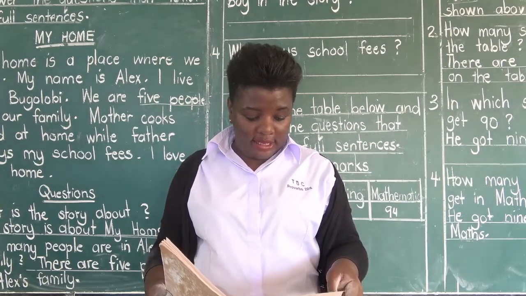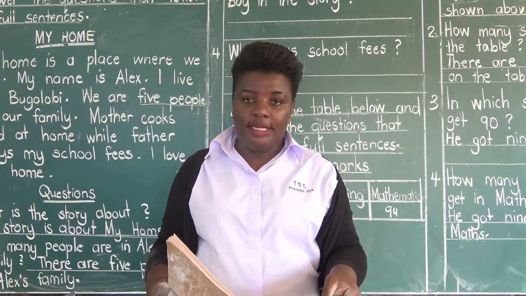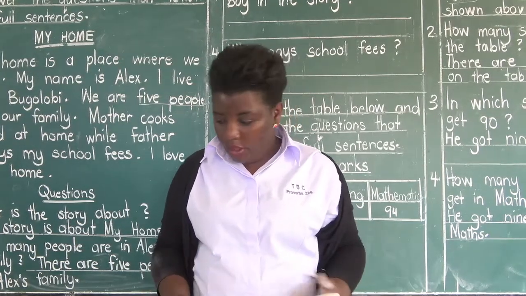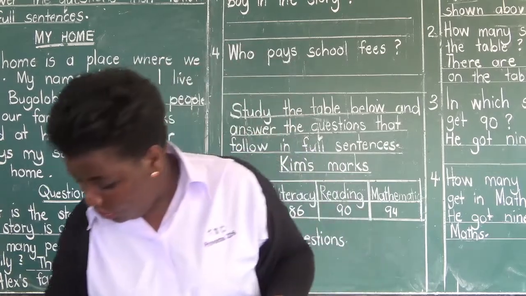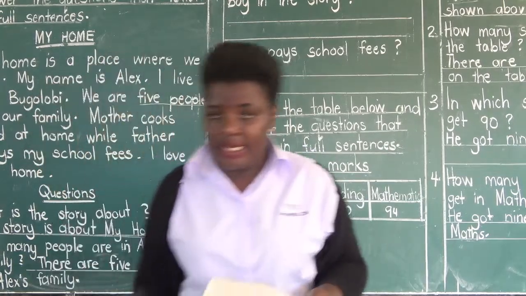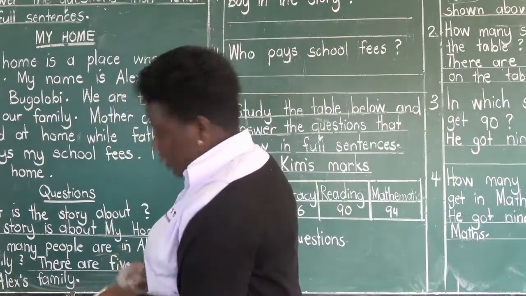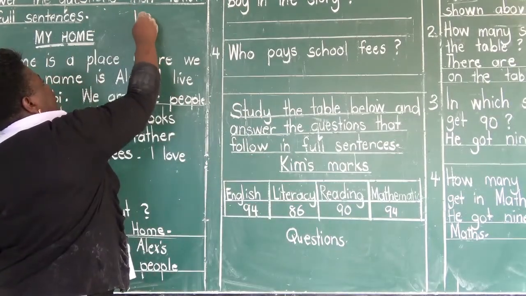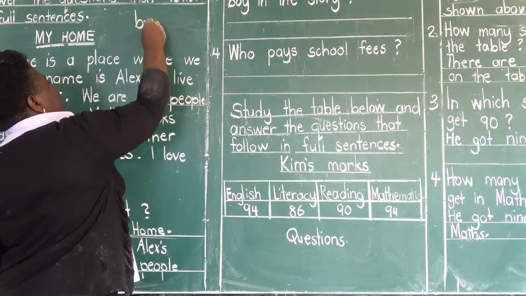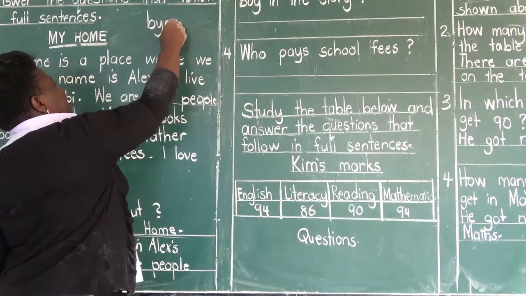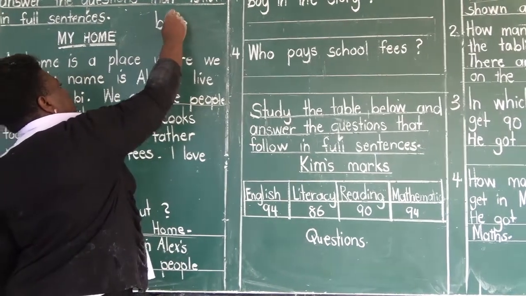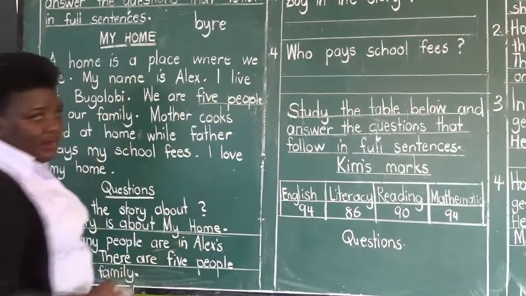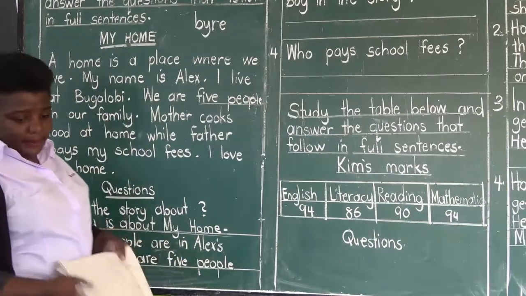They have ants and termites. Ants and termites stay in ant hills. We have a cow. A cow stays in a kraal. Sometimes we use the word byre, B-Y-R-E. So don't find this word and say, I don't know that word. So we can either say kraal or byre.